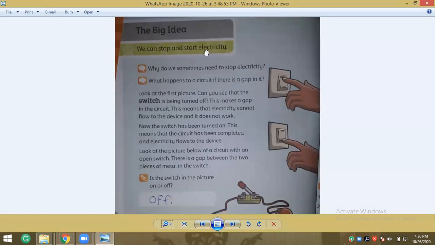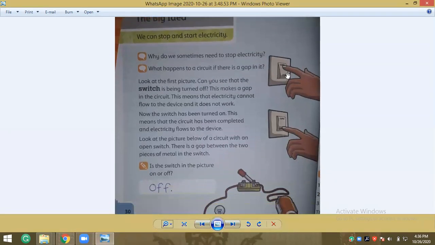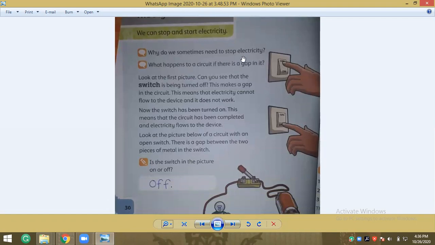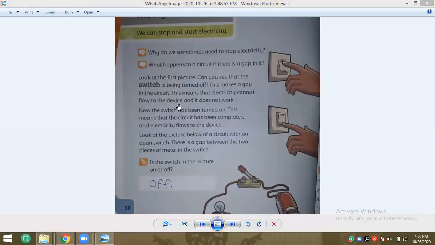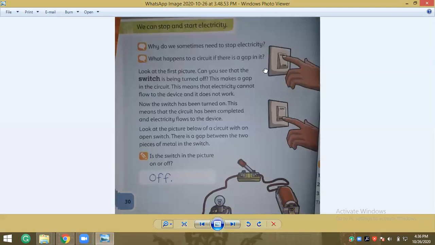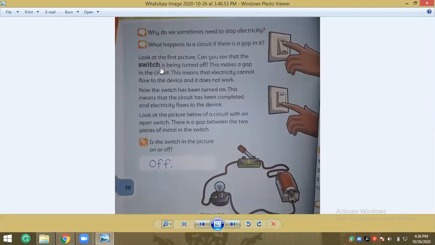We can stop and start electricity. You can start electricity, which means kaharba. Why do we sometimes need to stop electricity? When you are going out from your home or from your room, you should stop electricity and switch off everything. What happens to a circuit if there is a gap in it? We will discuss it next.